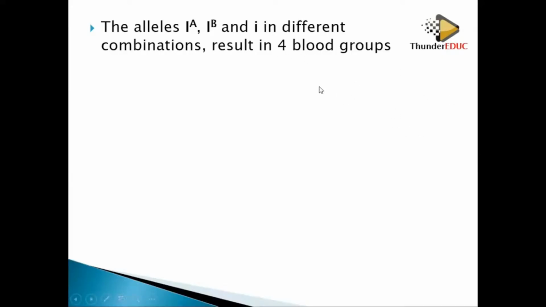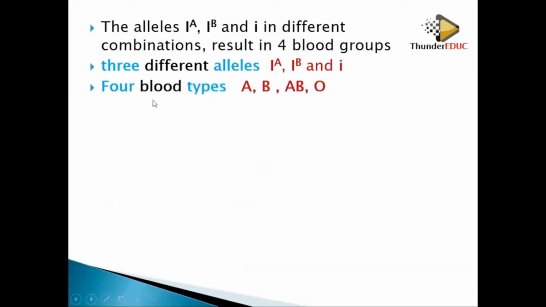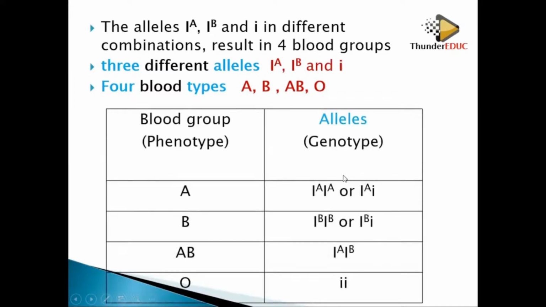So here you can see that you have 3 different alleles, that is A, B, and small i. Then you have 4 different types of blood groups: A, B, AB, and O. So it means that all these are being controlled by these 3 alleles. These must combine to form these 4 blood groups. Then here is the table trying to describe what I've been explaining. This is the blood group, sometimes called the phenotype, what we see. These are the alleles, sometimes we call them genotypes.